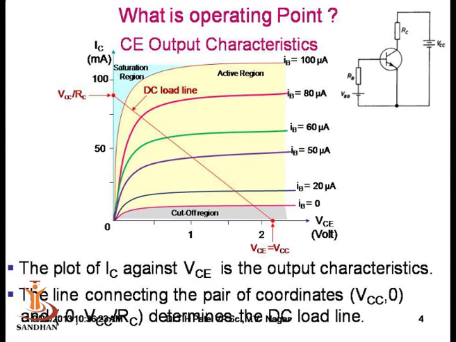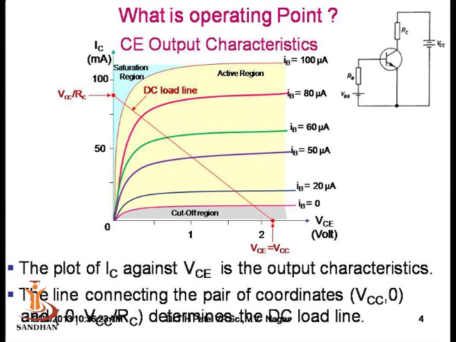Now suppose, as we have seen in the circuit, a load resistor, say RC, is connected to the collector. Then this load along with the supply voltage VCC, as we have seen in this circuit, determines the DC load line of the circuit. The DC load line can be drawn by using a technique. We get a set of points by doing the analysis, or simply by applying Kirchhoff's voltage law to the output circuit, and get the coordinates of the x and y axes.